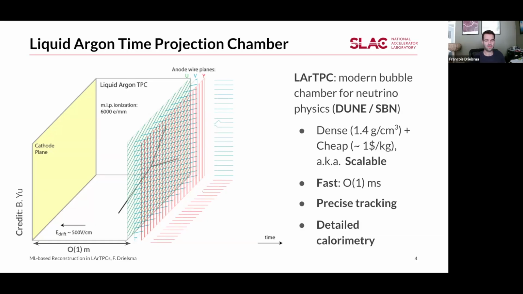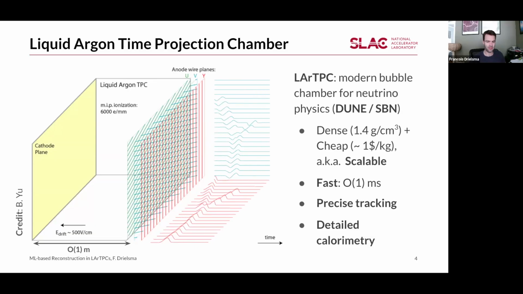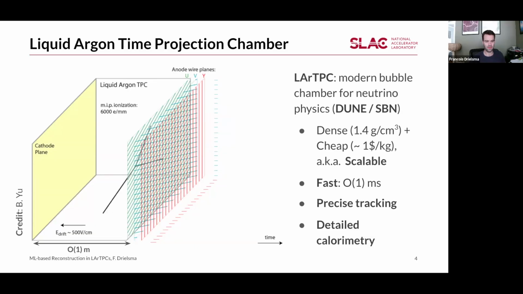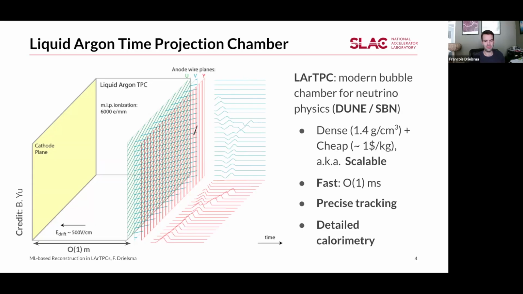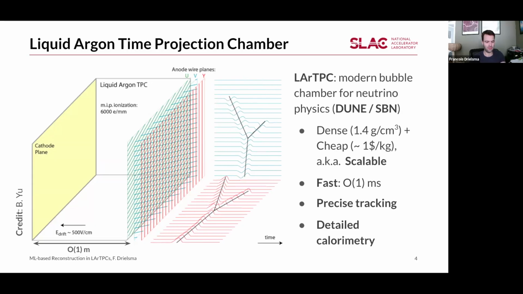The basic physics principle for this detector is if you have a neutrino interacting inside of the bulk argon, it will produce some charged particles. These charged particles will propagate inside of the detector and deposit some charge, and then an electric field will drift this charge towards the sensitive plane of the detector.